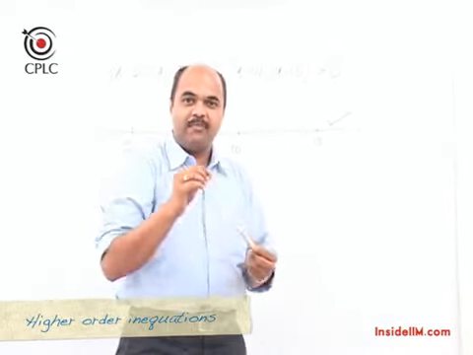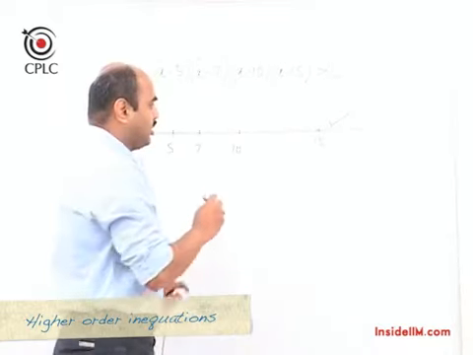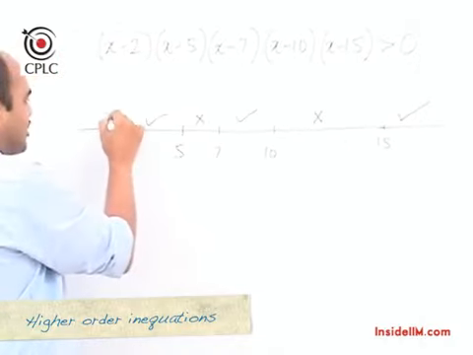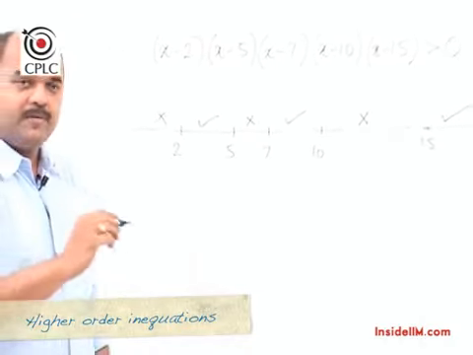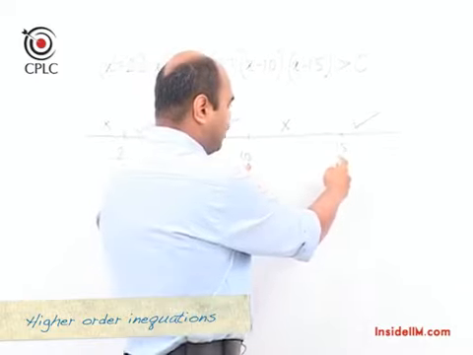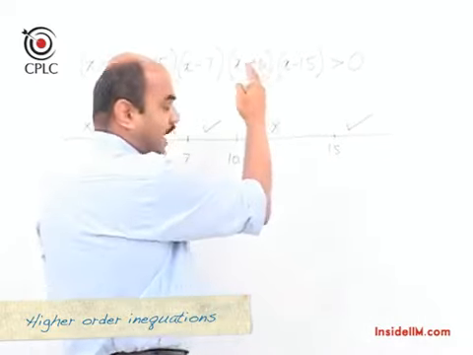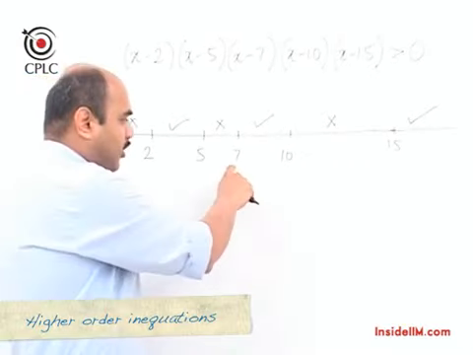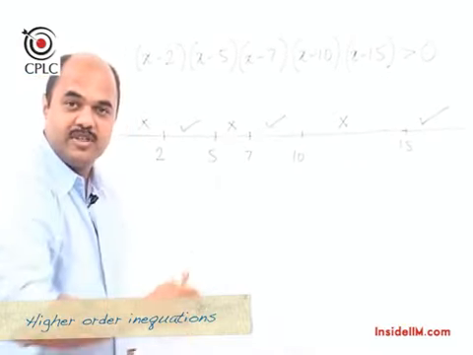After that, I mechanically need to alternately put crosses and ticks, and that is my solution. Which simply means that if x lies between 10 and 15, then I definitely know this inequation is not going to be satisfied. But for x between 7 and 10, this is going to be satisfied.